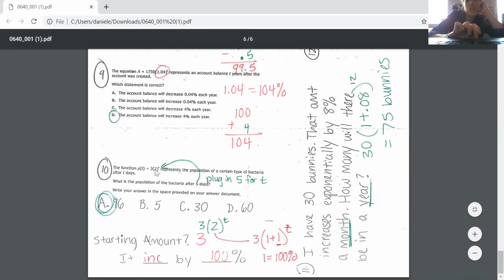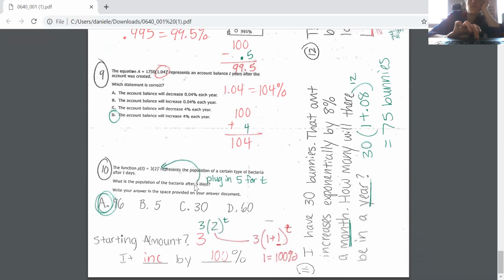Number 10, 3 times 2 to the t power. If I want to know how many bacteria there are after 5 days, well, t is time, so I just plug in 5 for t. I type that in my calculator and I get 96. Now, with that same expression, the starting amount would be that first number, which is 3. And because what's in here is greater than 1, I know it increased. But I still ask myself, what did you do to 1 to get the 2 that's in there? 1 plus 1 would get you 2, and the number 1 stands for 100%. So this is actually an increase of 100%.